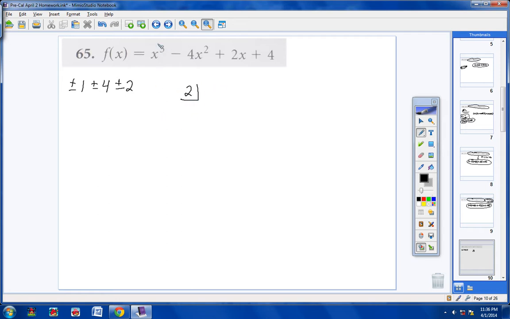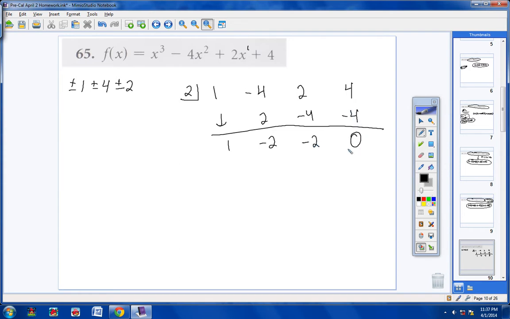It looks like we're missing no terms. We have an x cubed, then x squared, then x, then a constant term. So my coefficients are 1, -4, positive 2, positive 4. And now bring your 1 down. 2 times 1 is 2. Combine, that's a -2. 2 times -2 is -4. Combine, you get a -2. 2 times -2 is -4. And that gives you a 0. Okay, so we know now that one of my zeros would be 2.